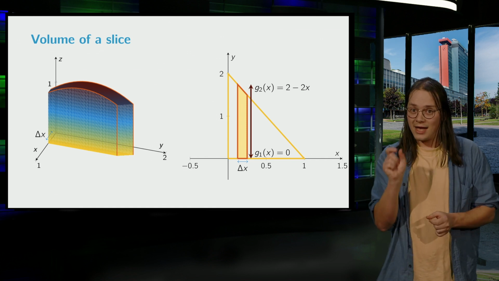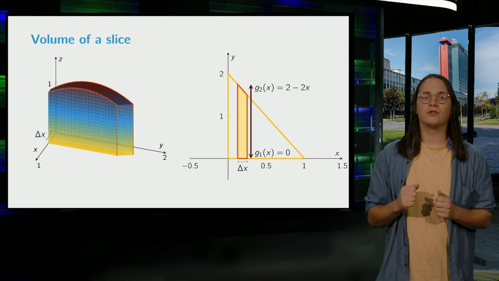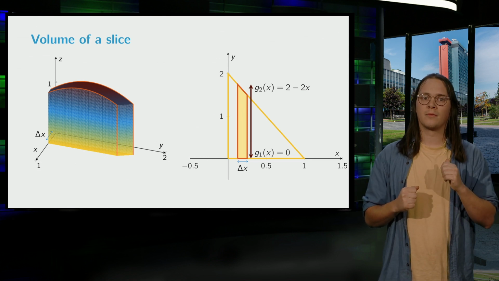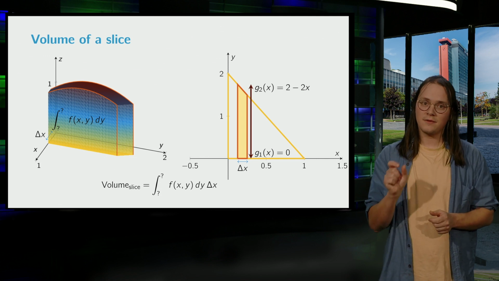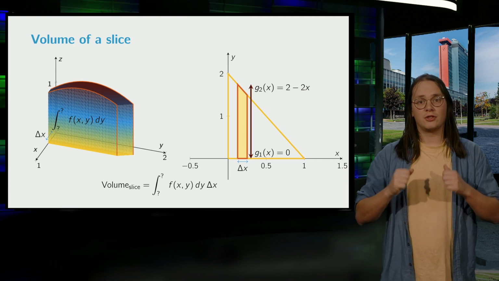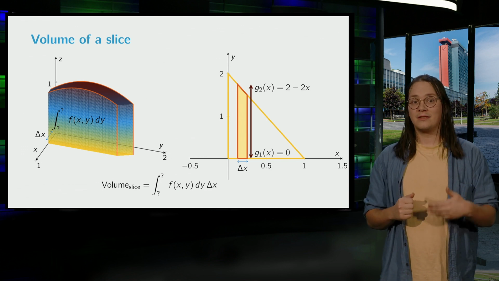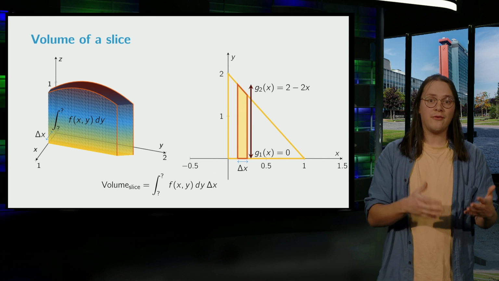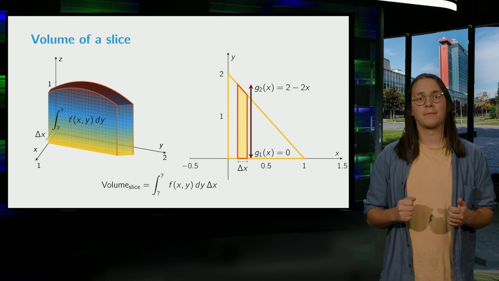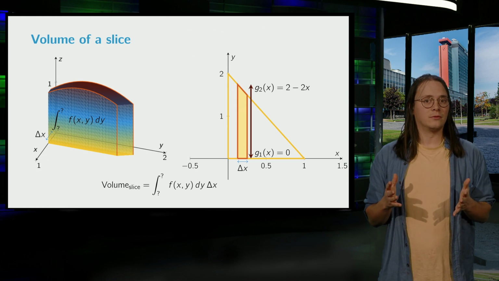Well, since the slice is very thin, we can assume that the variable x is more or less constant within the slice. As such, the volume of the slice is given by the thickness of the slice, delta x, times the surface area of the side view. As this area is the area below the graph of the function, this area is given by the integral of f over the variable y. However, what should we take as the limits for this integral?